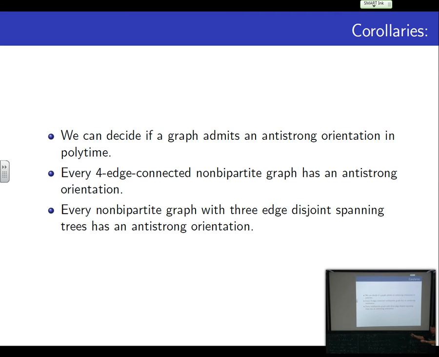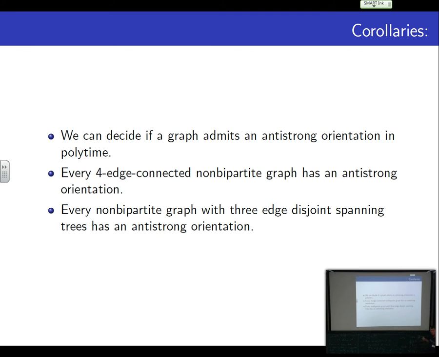And then what about all the remaining edges? Well, we just orient them arbitrarily. This is fine. Now, the consequences are the following. If you have a four-edge connected non-bipartite graph, it already has an antistrong orientation. And something which is more than this, but not exactly the same: if you have three edge-disjoint spanning trees and you're non-bipartite, you also have an antistrong orientation.